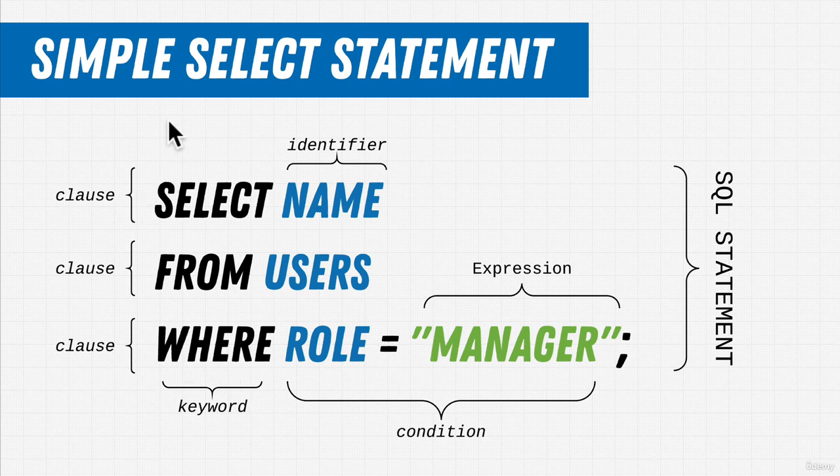So now that we know all of this, let's flash back to our simple select statement. You guys remember this? When we did our very first exercise on the select statement with a filter, and we did select name from users where role equals manager. Well, this SQL statement we can call a simple select statement because it's doing something very simple. It's selecting the name from the users table and filtering by role.